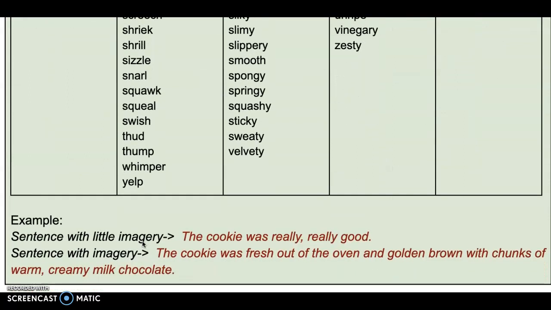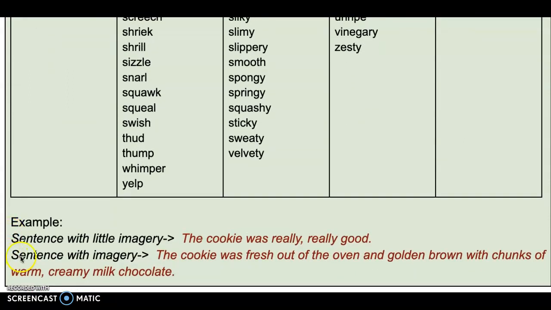An example would be looking at these two sentences here. This sentence has little imagery. The cookie was really, really good. A lot of students think that because it says really two times, that's being descriptive. But it isn't being descriptive because it doesn't appeal to any of the senses. When I read this, I have no idea what type of cookie or why it's so good.